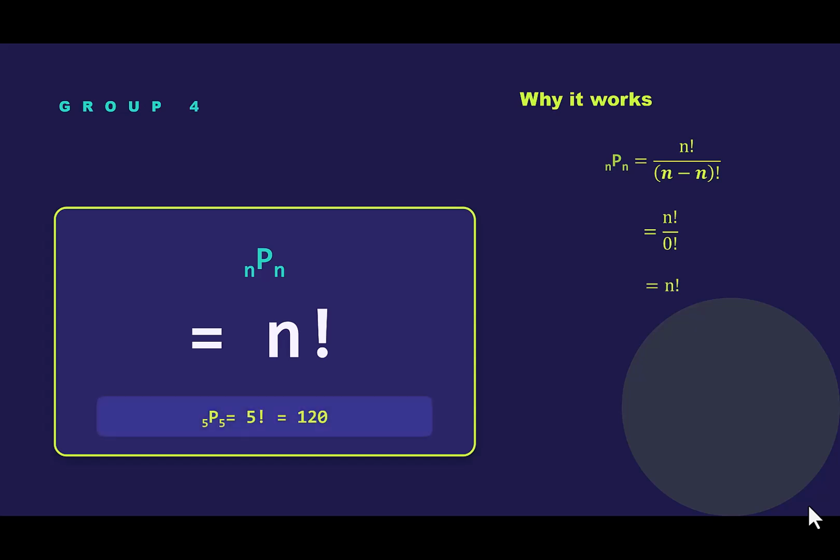If we did an example, like the permutation of 5 choose 5, we would get 5 factorial, which is equal to 120.